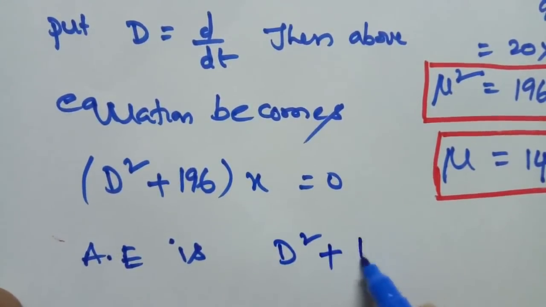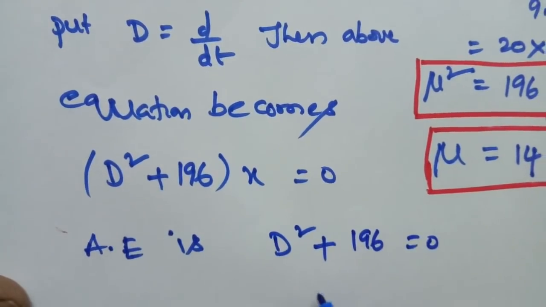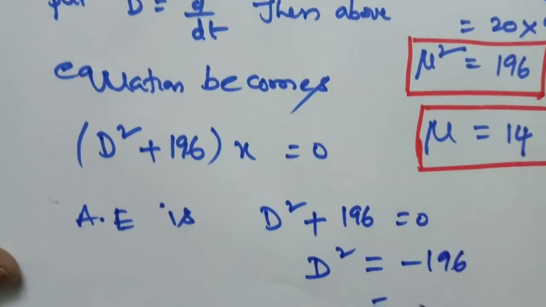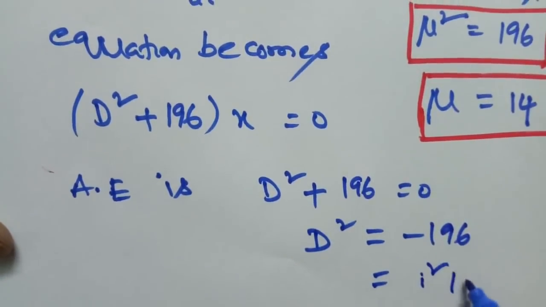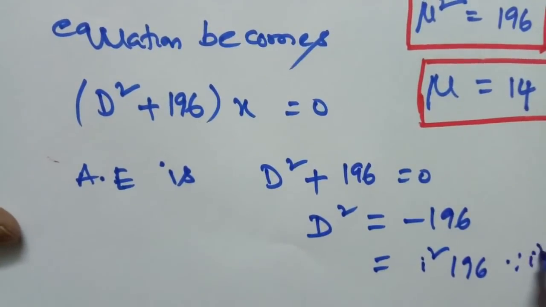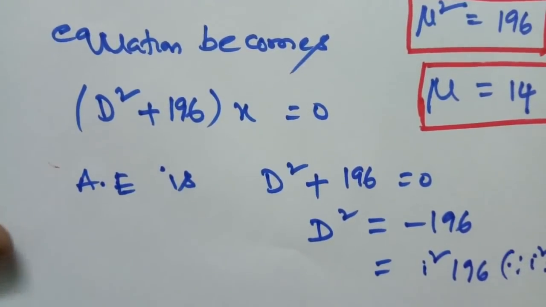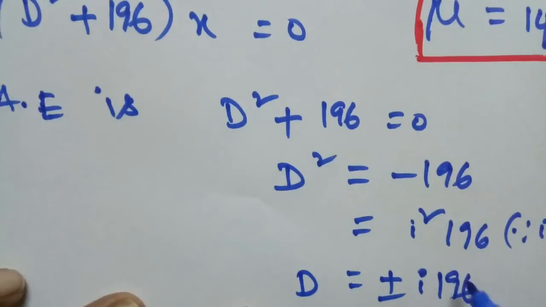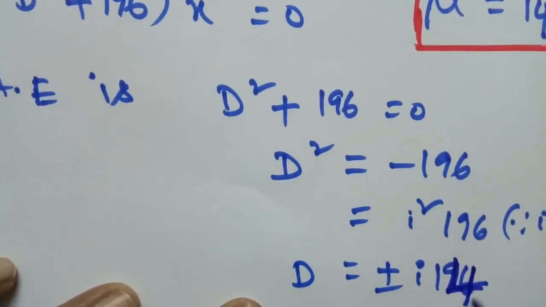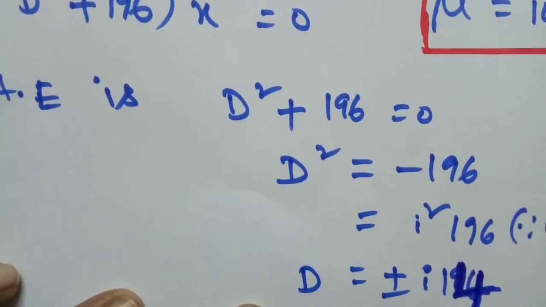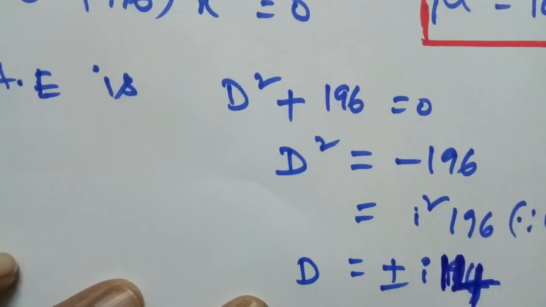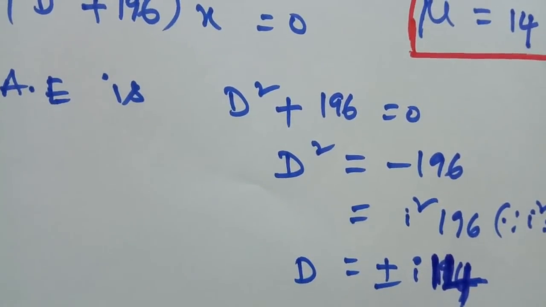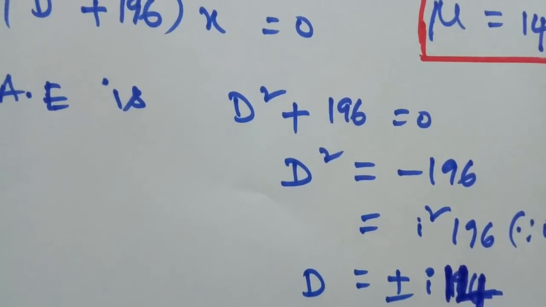D square plus 196 is equal to 0. Therefore, D square is equal to minus 196. This is equal to i square into 196, since i square is equal to minus 1. Therefore, D is equal to plus or minus 14i. Alpha value 0, beta value 14.